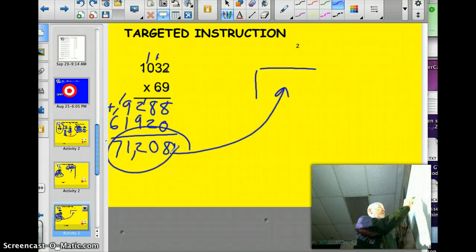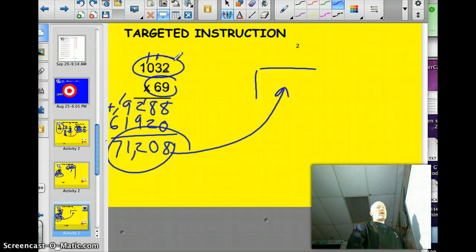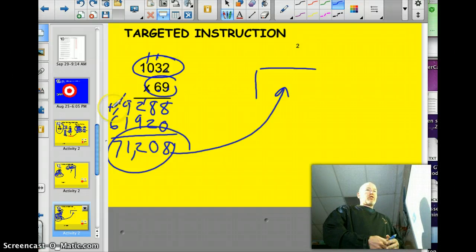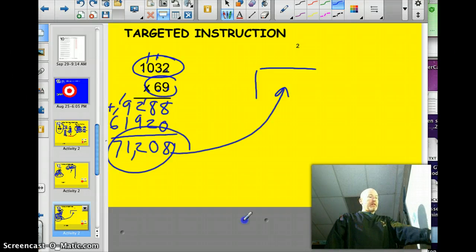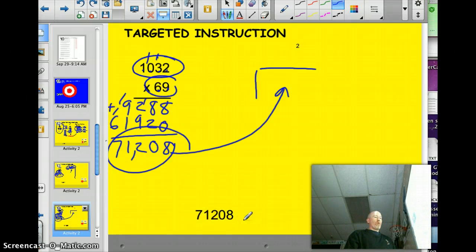Once again, I would take and divide those answers out and make sure that you get 69 and 132. Use those as your divisor, and you should get the other one as your quotient. Okay, double check my work here, 71,208, and I was correct.